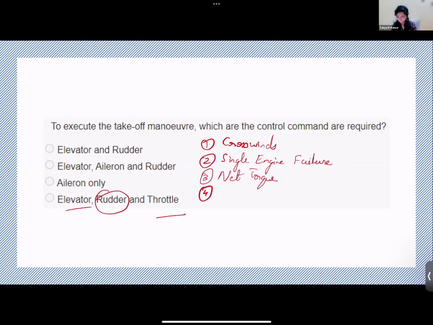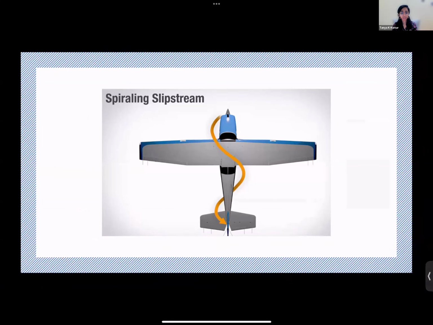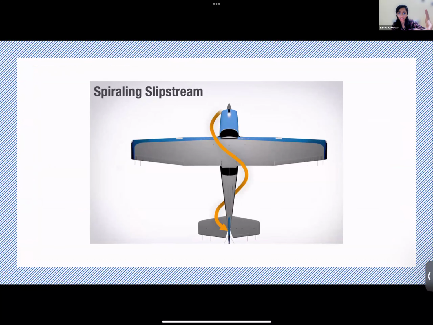Okay, so let's look at that. It's called spiraling slipstream. See, if there is a propeller in the nose of the aircraft, it's pushing the oncoming air. And this oncoming air is thrown into a spiral around the fuselage, such that it travels downward and impinges on the tail at a particular angle. In this case, it's impinging like this, right? So then the rudder would have to be deflected to maintain the direction.